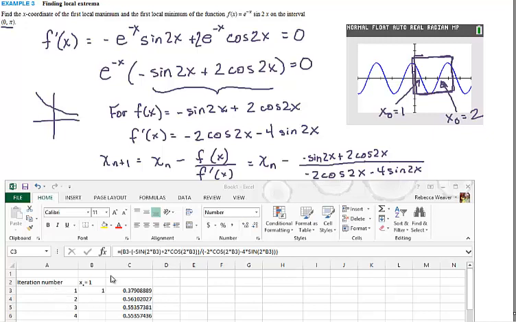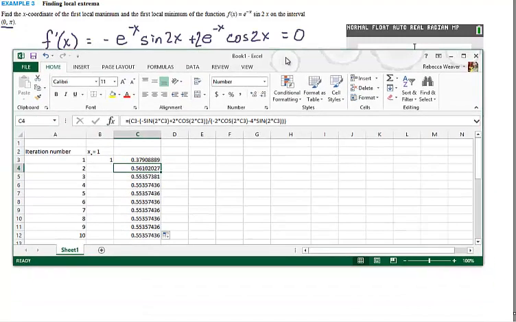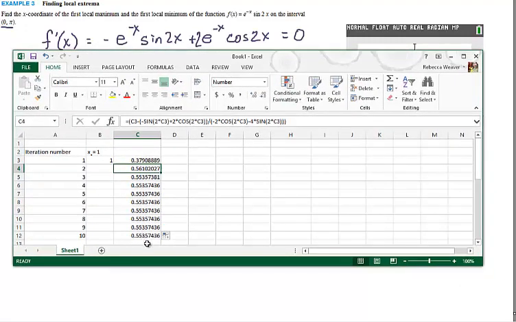Just so that you'll note, I started with x equal to 1, and here's my equation for my B3 where I plugged in this formula using this one. This next one uses the C3, so it uses the value previous, plugs it all in, and I end up with that root being at 0.5535, which is a critical point. That means extrema can occur there.